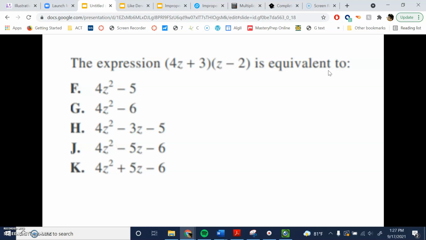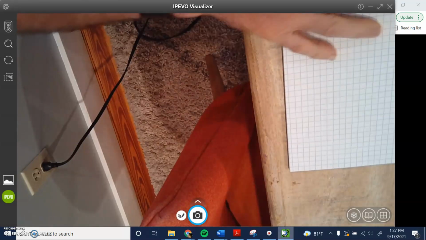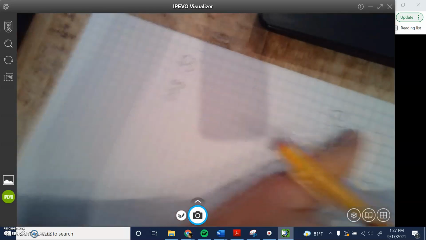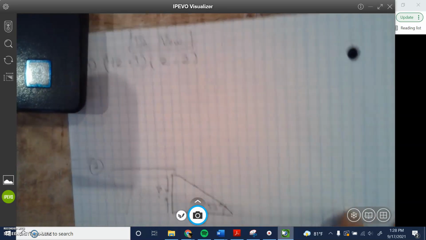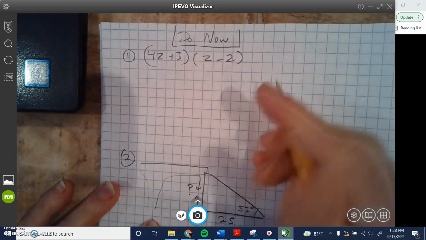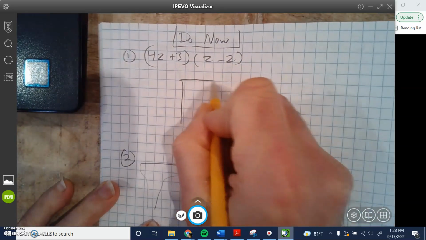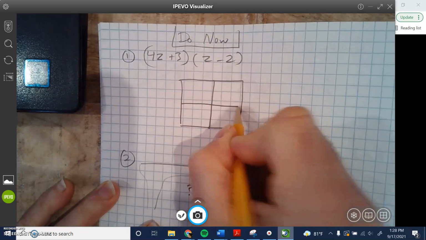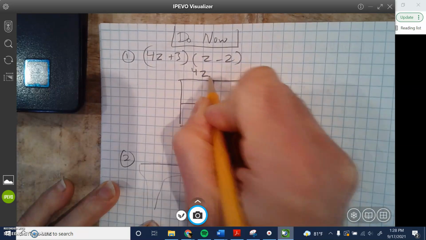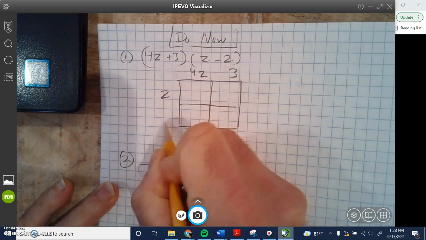All right, let's see your answer. What do you got to do? I think we got to do the box method. Okay, so here it is. Hopefully that didn't make you too dizzy. So you got to use the box method. Write this down on your paper if you didn't get it.